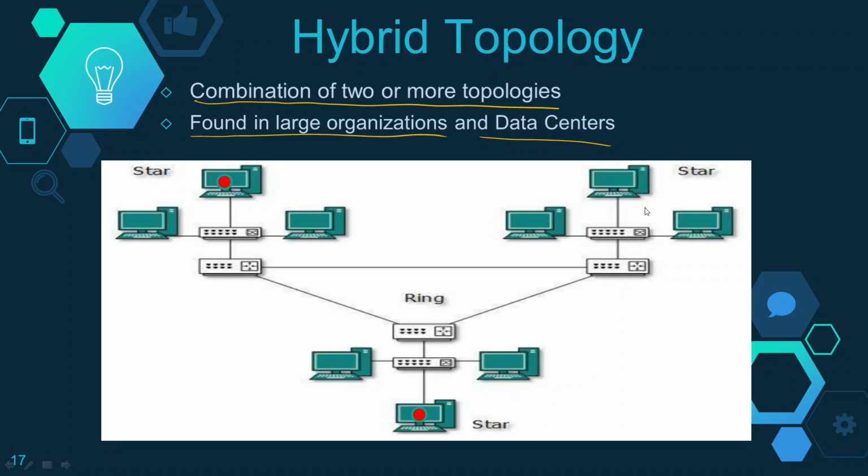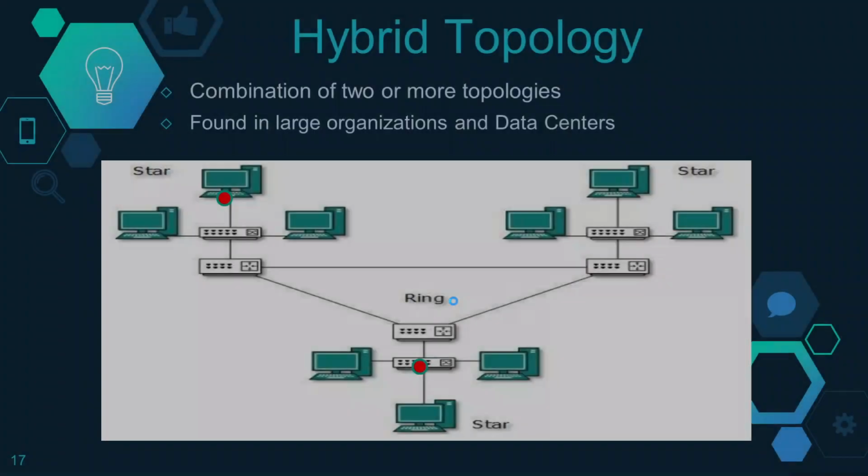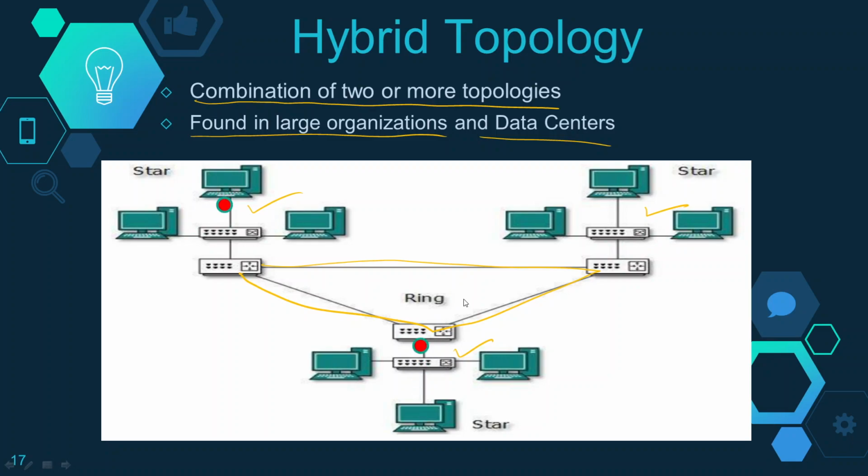Here we can see that we have a star topology. This is again a star topology. This is also a star topology. And these 3 star topologies are connected through a ring topology. So it is a combination of 2 topologies. Again, if we want to communicate within the same topology, it will take place here. And if we want to communicate from one topology to another, it can also be done using the hybrid topology.